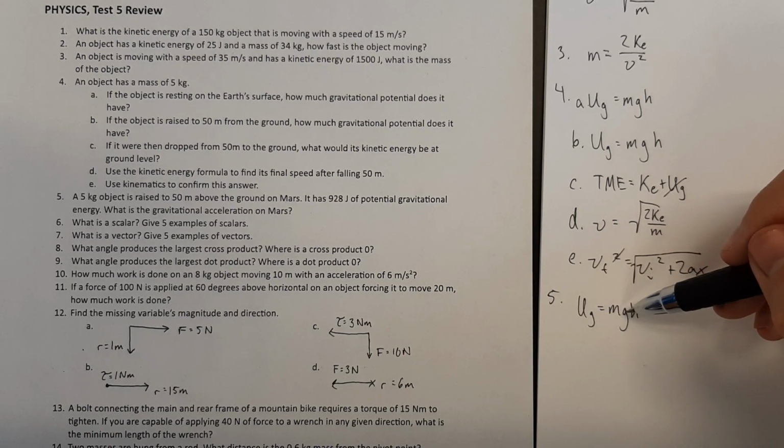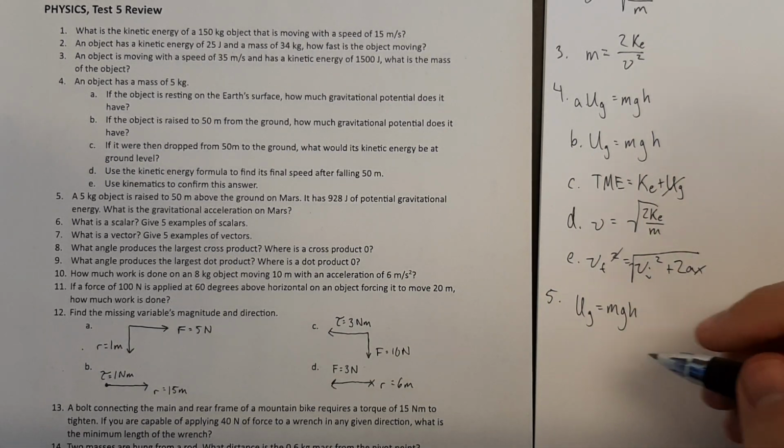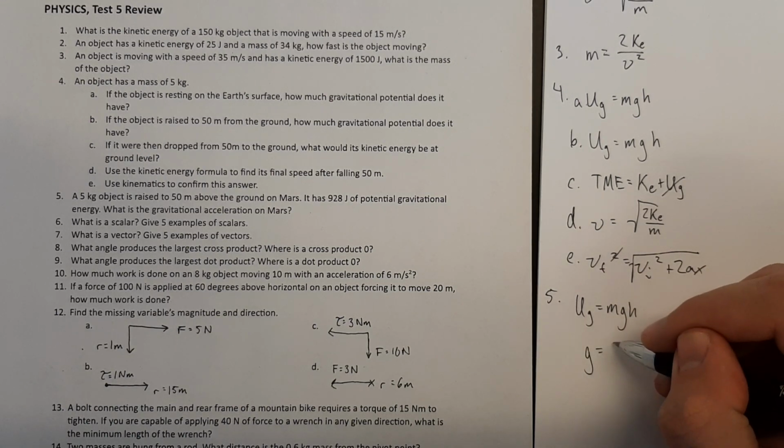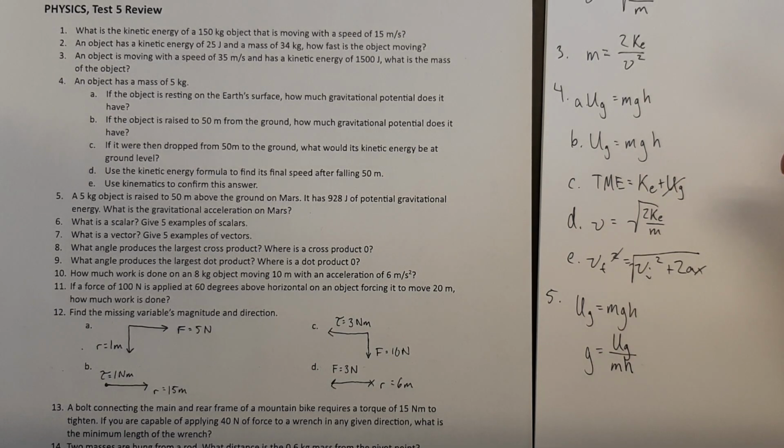Okay, so if we're looking for G, we just got to solve for G. Should be pretty easy. Got some multiplication in there. We're just going to divide it over. All right, so when you're looking for your gravitational acceleration, it's going to be your gravitational potential energy divided by your mass and your height.